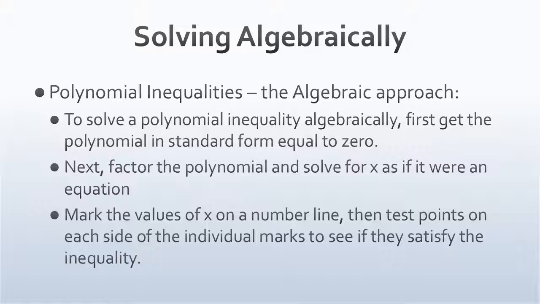We're going to test points in each region of the number line, and we're going to see where the numbers are that satisfy the inequality, because if one number works, every number in that particular region will work, and if it doesn't, none of them will.